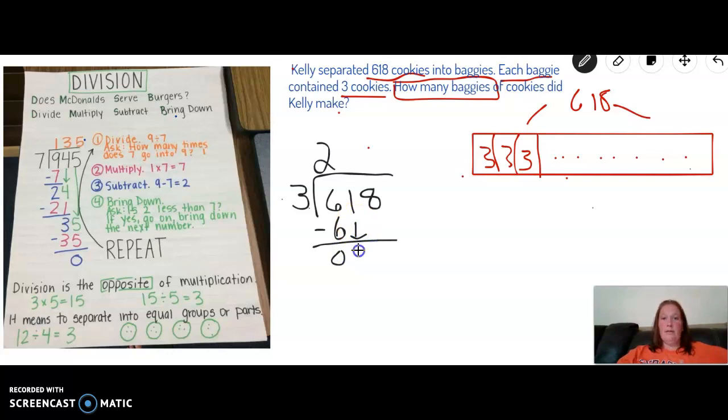Now, this one's a little different than any that we have done so far, okay? So we're going to repeat the process, start over, divide. How many times does 3 go into 1? Well, it cannot go in. It can't go into a smaller number. So 0 times. We're going to multiply 0 times 3. I get 0. I will subtract 1 and bring down the 8. Okay.